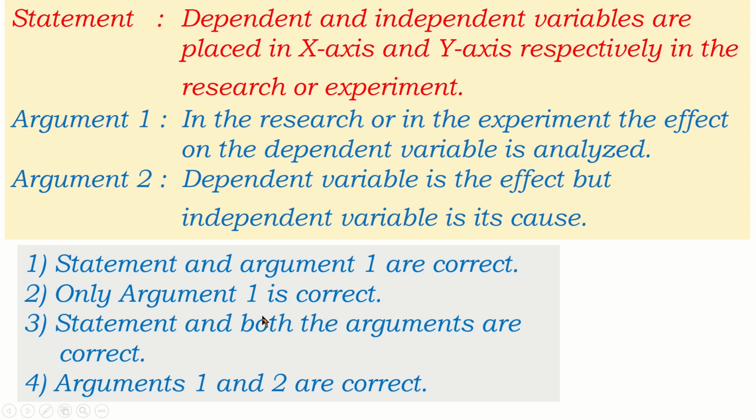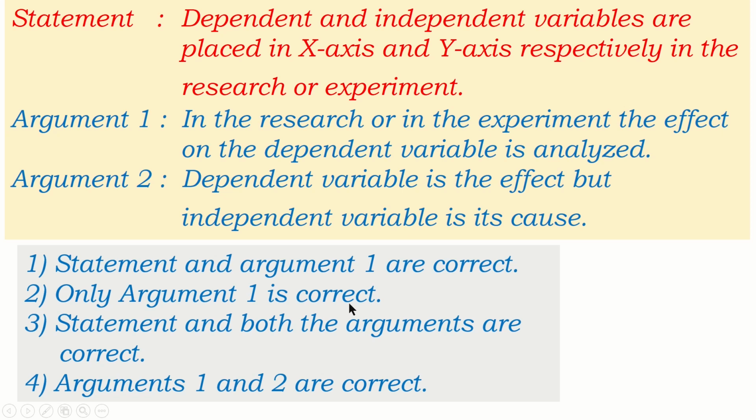Now, statement and both the arguments are correct. This option is not correct because the statement is not correct. It was previously decided. That's why the third option is not correct. Now, fourth option, arguments 1 and 2 are correct. Is it? Argument 1 is already decided. It is correct. But is argument 2 correct or not? The dependent variable is the effect, but the independent variable is its cause. What do you think? Yes, the independent variable is the cause, the dependent variable is its effect. This is correct.